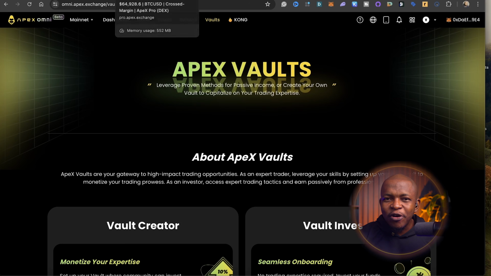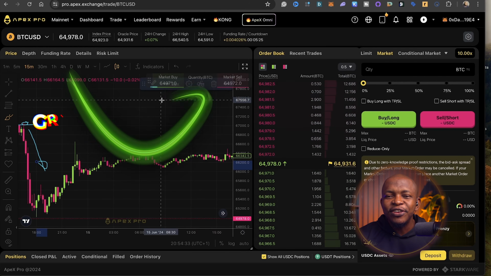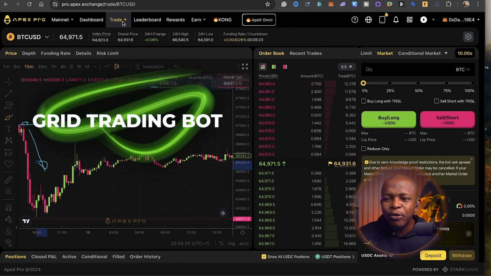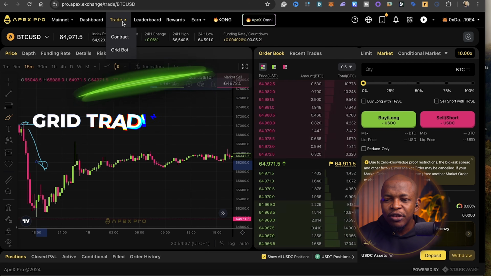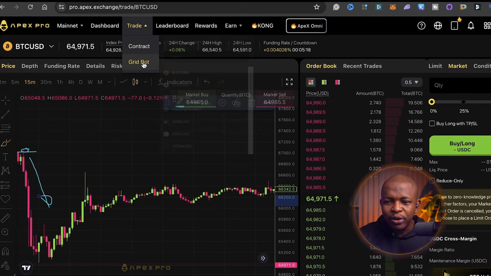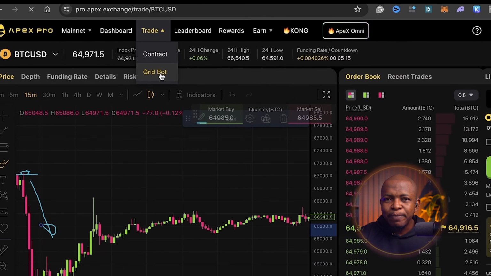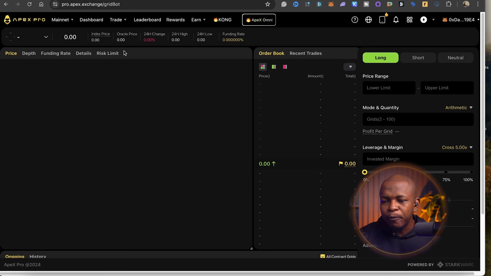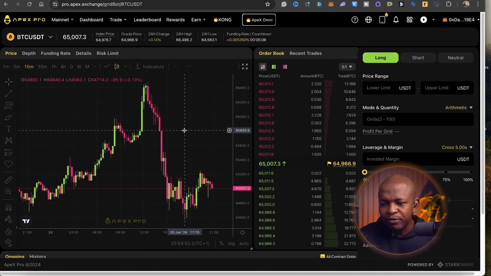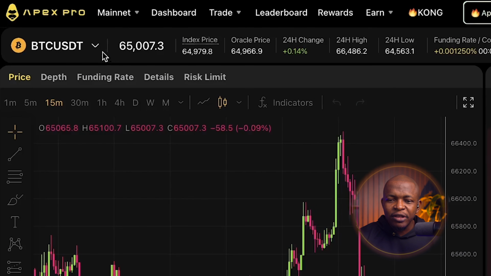Now, the second strategy I want to talk about is grid trading bots. How do you set up grid trading bots? I'm going to go straight to Apex Pro and click on grid bots. Mind you, guys, I'll leave all this in the description box below. So here, let me show you how this works. For grid trading bots, you can select any market you want. We are still on BTC USDT.